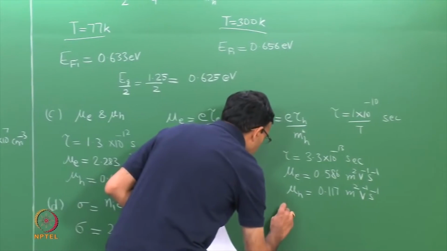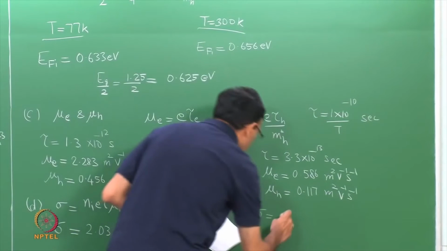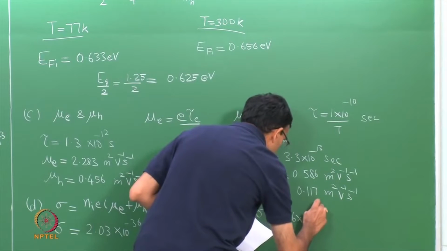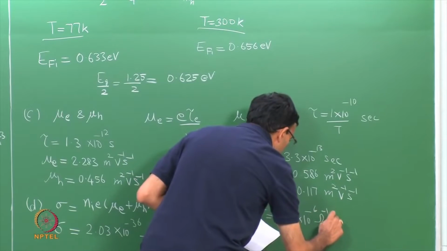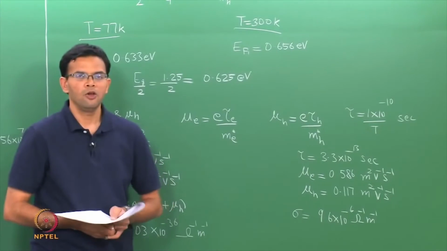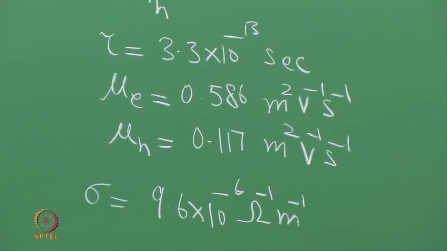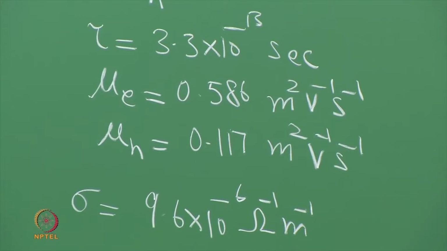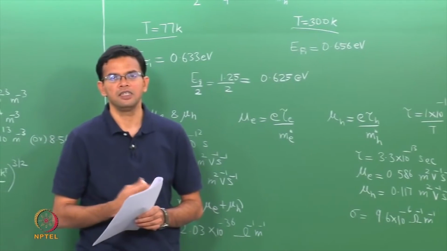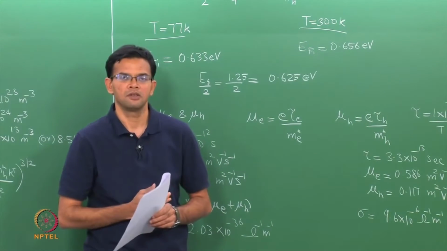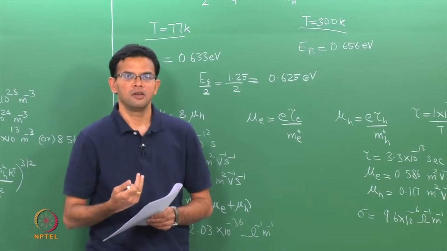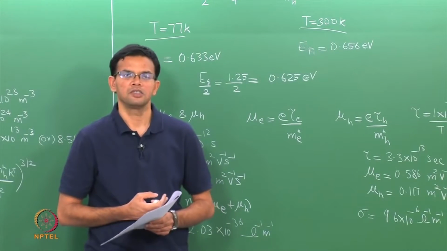So, the same thing we can do at room temperature, and sigma is 9.6 times 10 to the minus 6. So, by looking at an intrinsic semiconductor at two different temperatures, one thing we find is that the carrier concentration increases exponentially with temperature. Similarly, the conductivity will also increase because the carrier concentration increases.